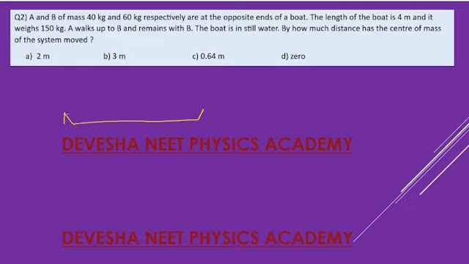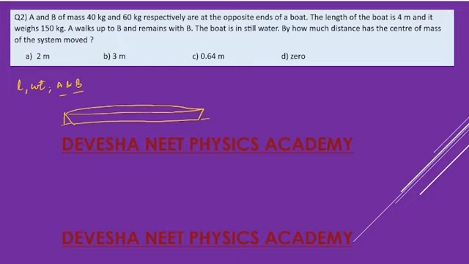Okay, imagine there is a boat sailing in water. The length of the boat is given to me. It weighs 150 kg. So what is given to me? Length is given, weight is given to me. And there are two people, A and B, which have their individual weights 40 kgs and 60 kgs. A walks up to B and remains with B.